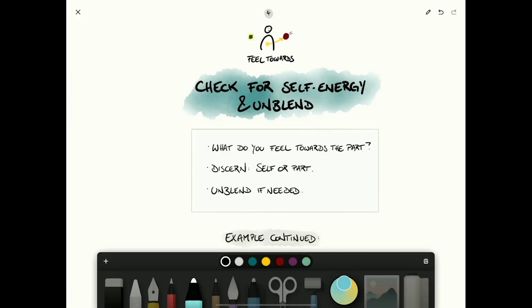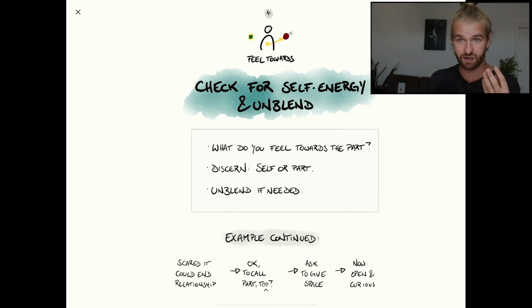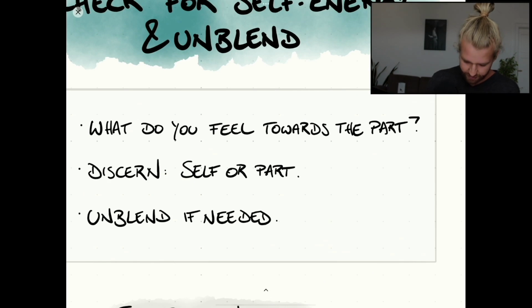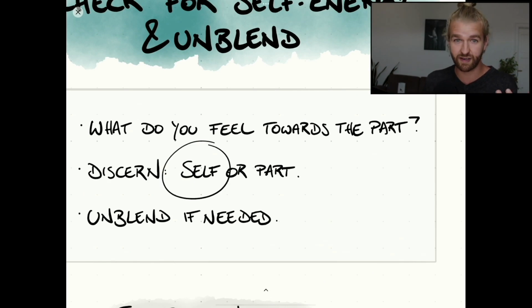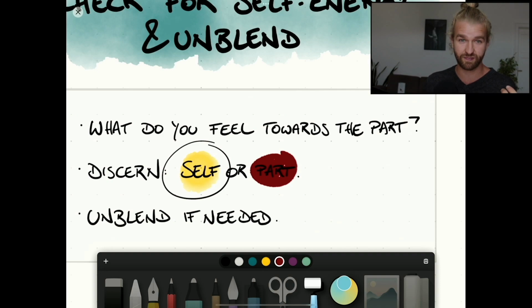So basically what we're doing with that question is we check for the internal relationship, and through however somebody answers this question, we can discern quite well, are they in self or connected to their self? Is there self-energy? Or is there a part right now? And this is very important because especially as we want to build a relationship with the part, as we want to explore it more deeply, we make it so much easier for ourselves and the part, the more self-energy is there. So this question really allows us to check that.